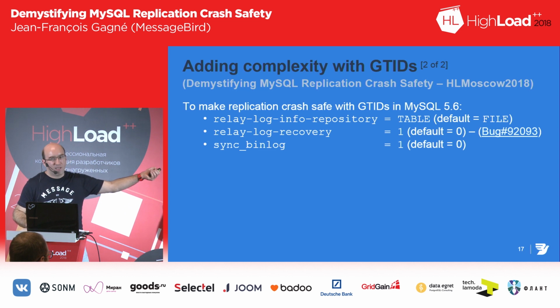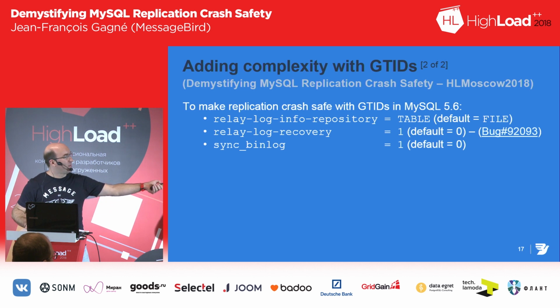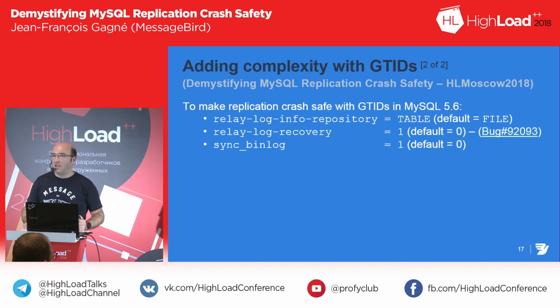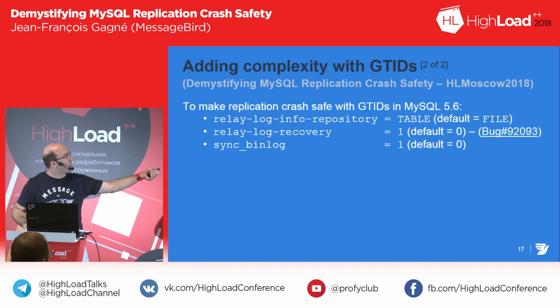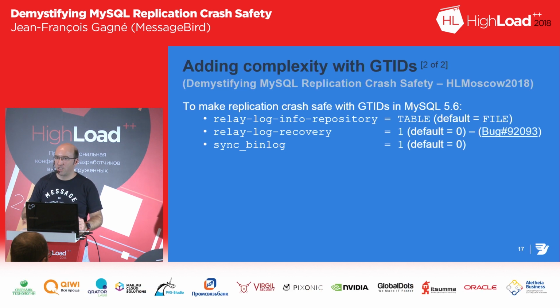But you still need relay log info repository to table, and you still need relay log recovery for replication to be crash safe. And this bug here, it's a bug in the documentation. The documentation is telling you that you do not need relay log recovery, but this is false. The bug has been open for 3 months. I don't understand why it's still open. I have an example where if I do not set relay log recovery to 1 with GTID, replication is not crash safe. It's not able to resume.